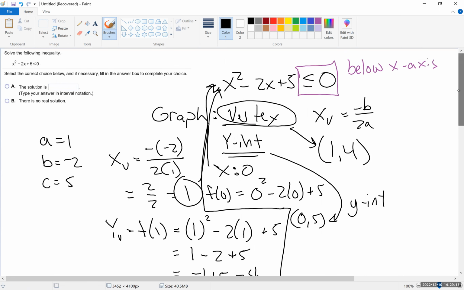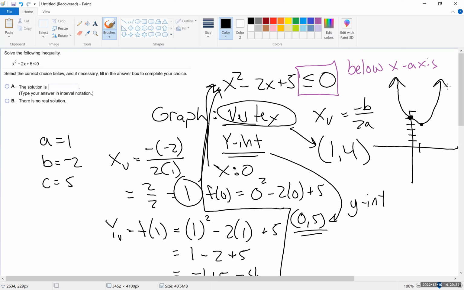Now, we can get a really good looking graph of our parabola by just graphing. It's not going to be very big, but it doesn't need to be big. Our vertex is the point (1, 4): 1, 2, 3, 4. There's our vertex. And our y-intercept is (0, 5), right here. And now let's connect them.